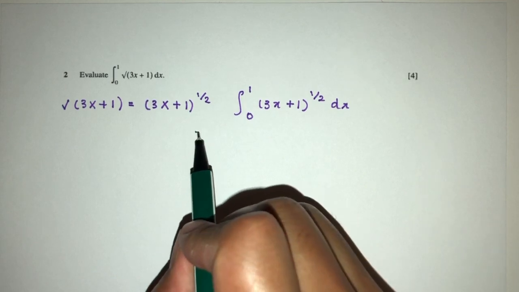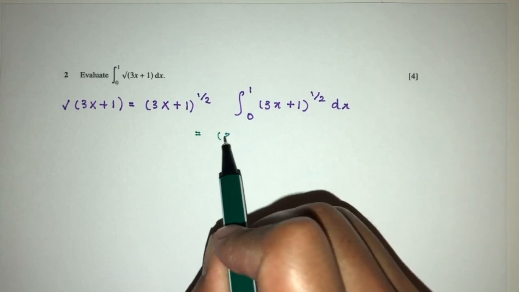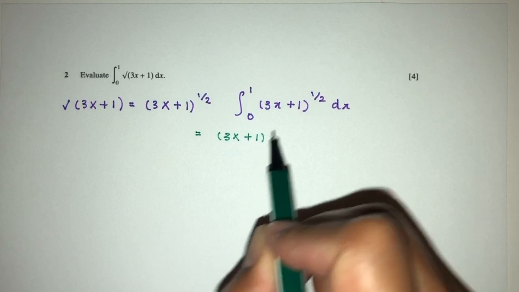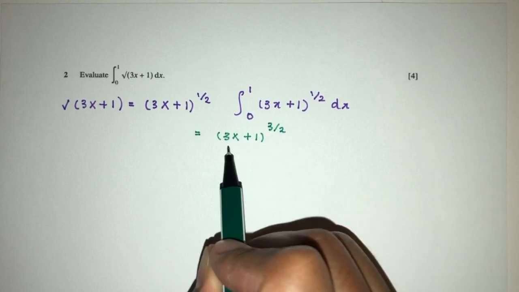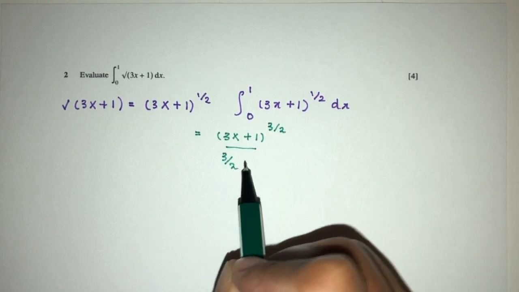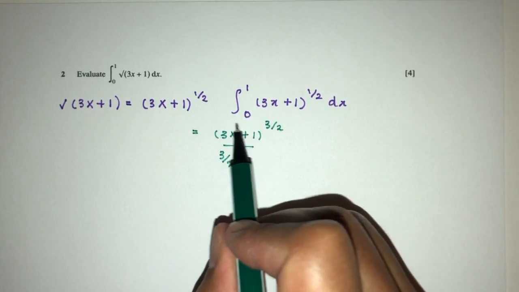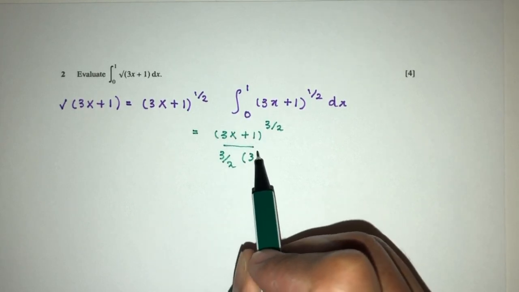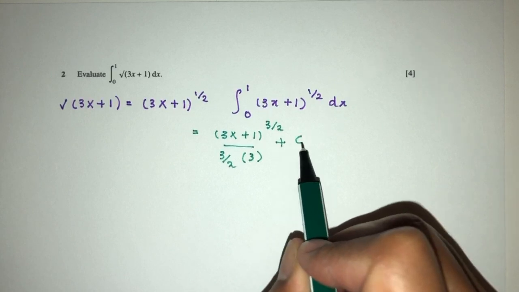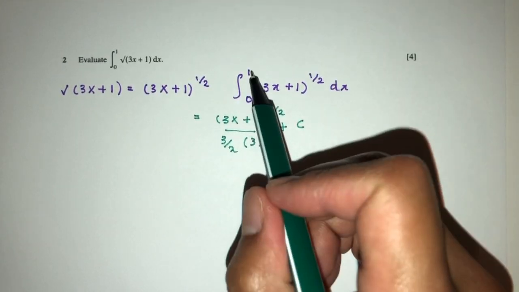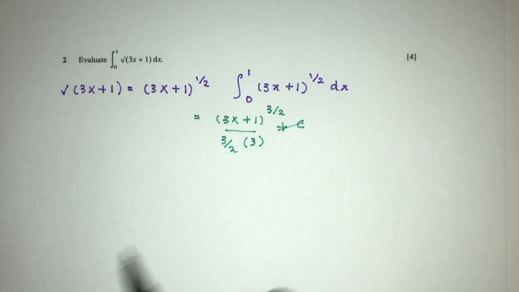Now step by step, the first thing you have to do is increase the power by 1. You will have 3 over 2. Then divide by 3 over 2. Then divide by the derivative of the inside, which is 3. And obviously, here we don't have to write plus c because we have limits. So let's not write plus c. No need to do that.